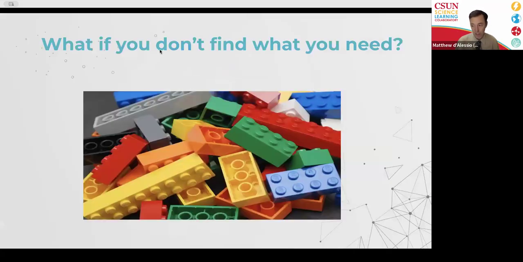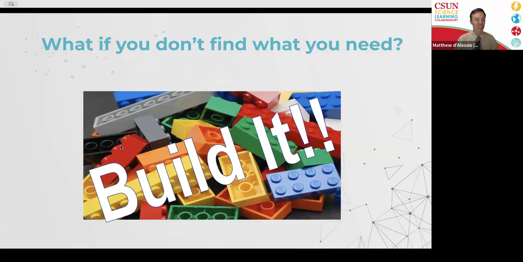However, cue slide 32. What if you can't find what you need? You need to build it. There we go. Great. We're in sync, Jenny. So you need some resources about how to build your own assignments, your own performance tasks, your own 3D tasks.